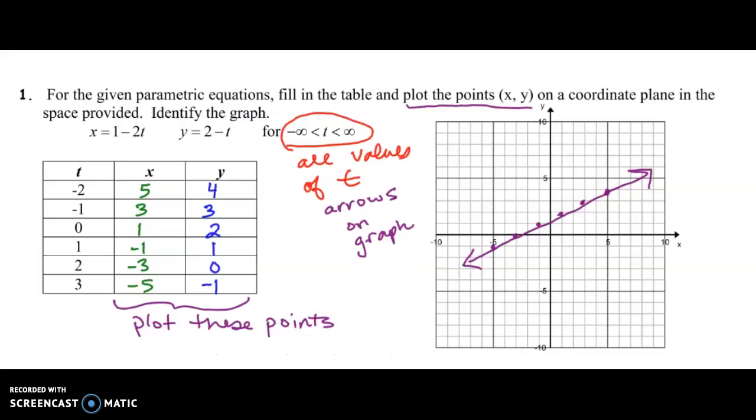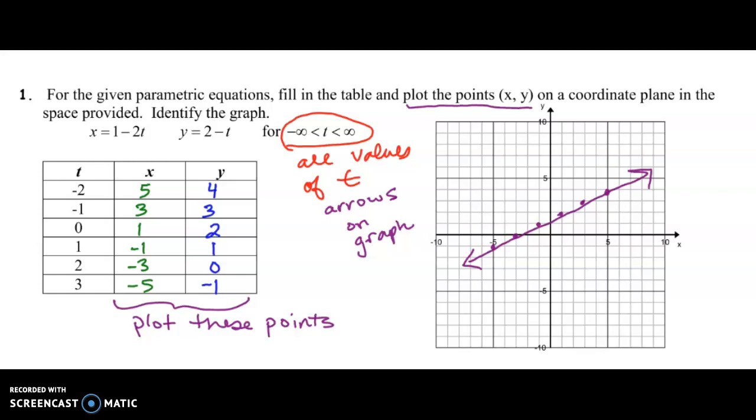All right, so let's look at the example on the top of the next page, number 1. For the given parametric equations, we're going to fill in the table, plot the points (x, y) on the coordinate plane, and identify the graph. So we have x equals 1 minus 2t as one equation, and y equals 2 minus t as the second equation. As we can see, we have an x equals and a y equals, and both of those have the input variable of t. For this one, it says the interval of t is greater than negative infinity and less than infinity, so basically that means all values of t.